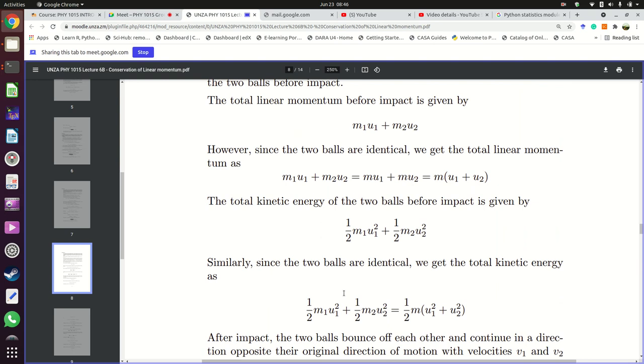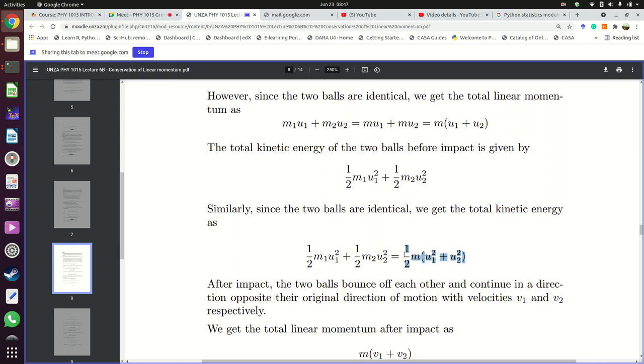Here, the total kinetic energy, we know that before they collide, these identical masses m1 and m2 have velocities u1 and u2. So the total kinetic energy is going to be equal to half m1 u1 squared plus half m2 u2 squared. So this is what gives us the total kinetic energy. However, we know also that m1 and m2 are the same. So the whole thing can be written as half m, since we factor out the m, open bracket u1 squared plus u2 squared. So this is the total kinetic energy before these masses collide.